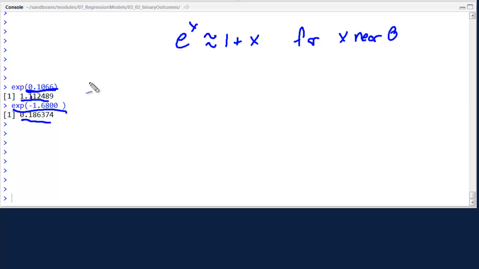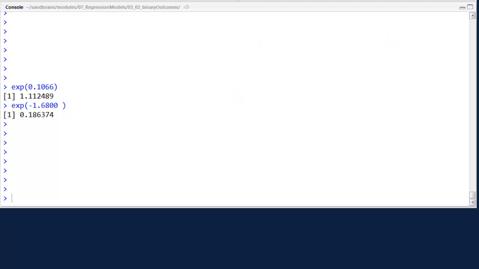And then if you want to actually get a specific probability for a specific combination of covariates, you have to do e to the beta naught hat plus beta 1 hat x, divided by 1 plus e to the beta naught hat plus beta 1 hat x. And if you plug in x there, that would actually give you the estimate of the probability rather than the odds.